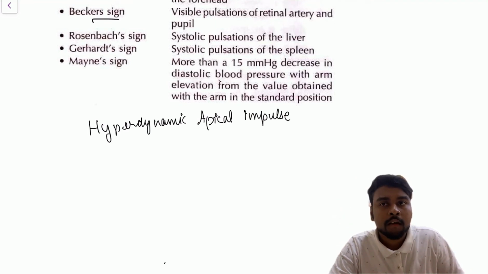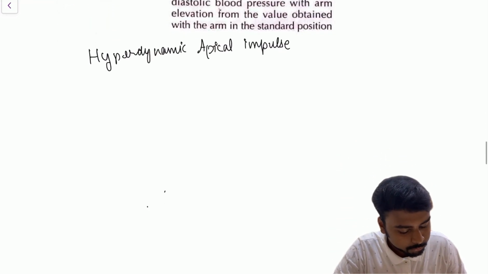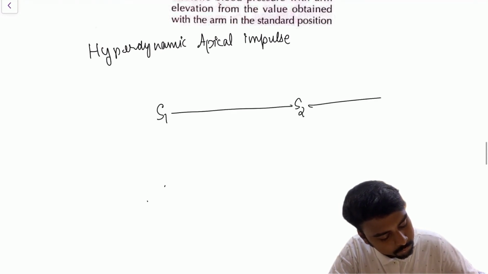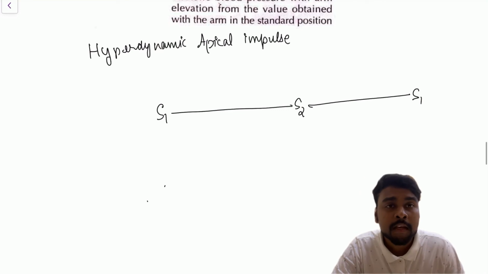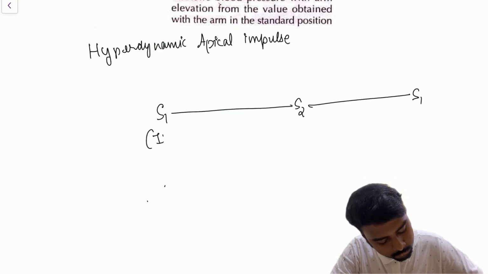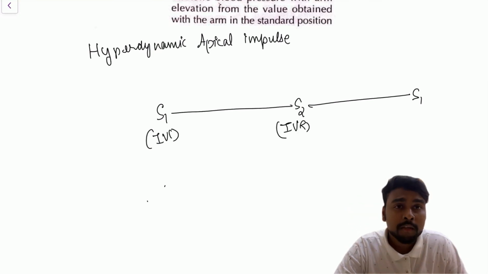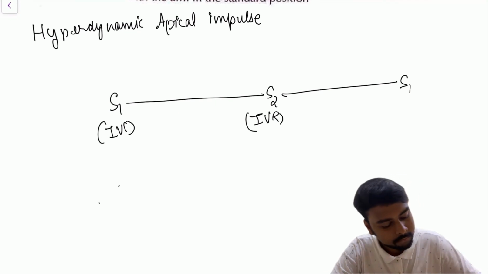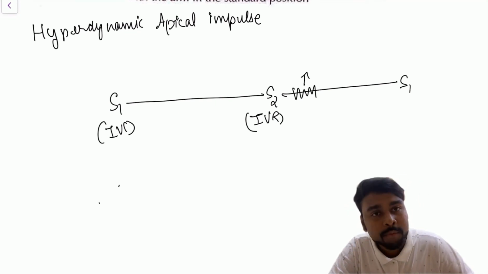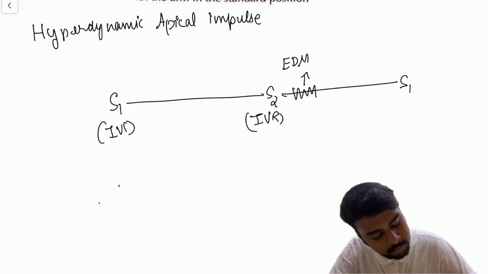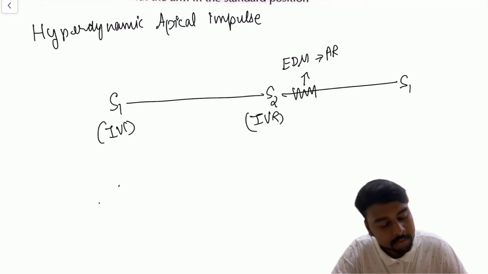Let's see auscultatory findings. So this is S1, this is S2, and this is S1. S1 is due to isovolumetric contraction and S2 is due to isovolumetric relaxation. We all know isovolumetric contraction and isovolumetric relaxation. What all murmurs can you hear? First, you can hear an early diastolic murmur due to aortic regurgitation.